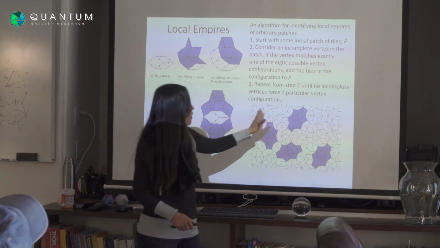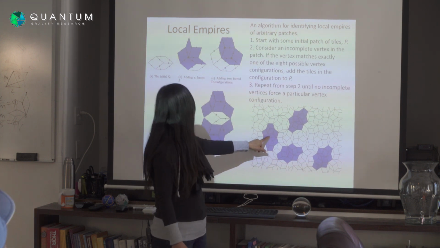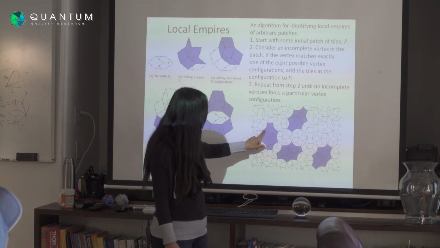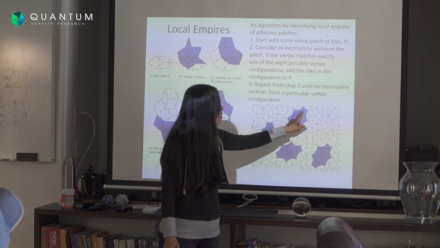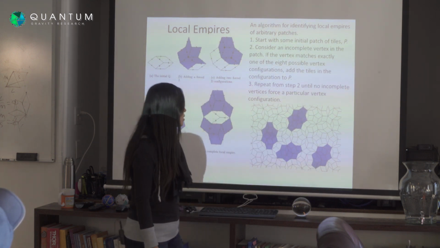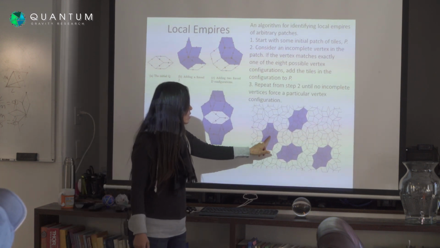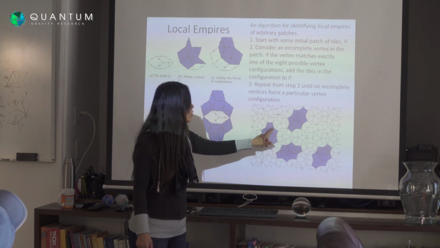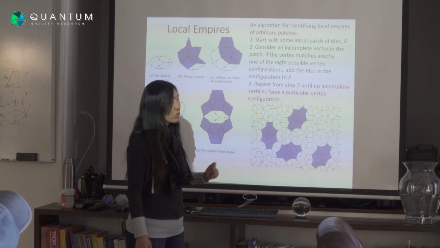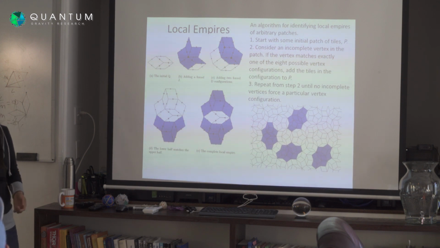So okay, this is a patch of the Penrose tiling. For this Q vertex type, you can see you always find its neighbors like that, always like that. There are no exceptions. So as long as you have this vertex type here, it will force all these other tiles to be there. That's called the local empire, a locally forced tile.